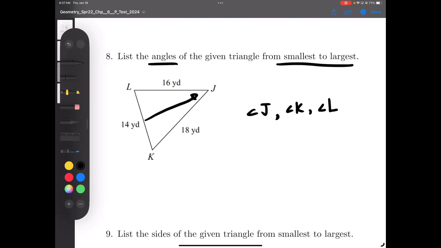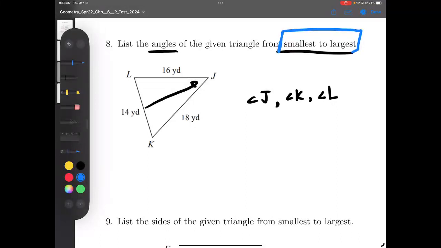Please be very careful about what I ask you, like what order I ask you to put it in. Okay? I can switch it up. I can say largest to smallest. So please read. I think I'm exercising that rule up there. Read carefully.